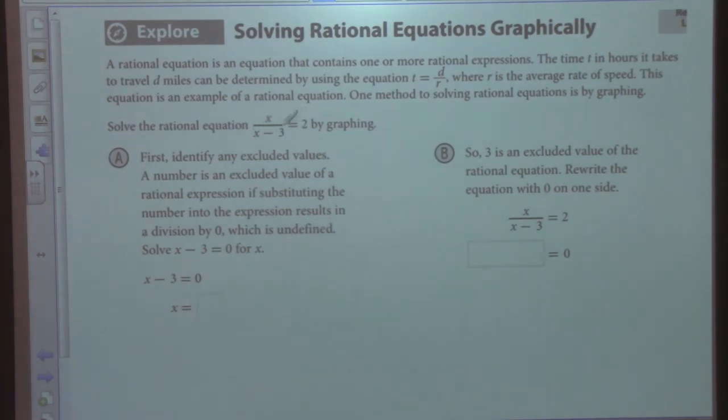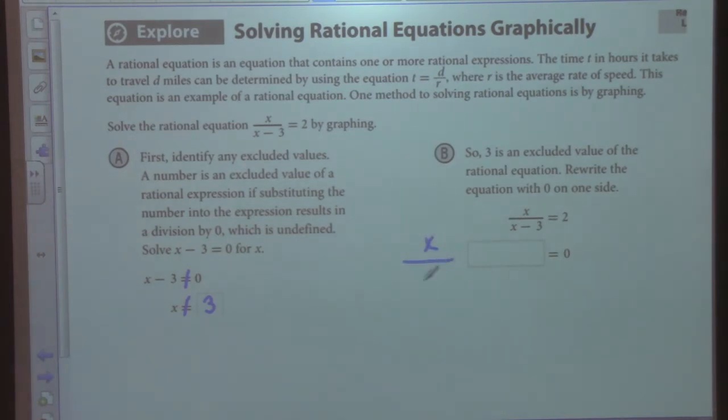To solve a rational equation, x over x minus 3 equals 2, by graphing, it says first identify any excluded values. So in this equation, what's going to be our excluded value? It'll be 3. The way they have it, they said solve x minus 3 equals 0, and I like to put x minus 3 cannot equal 0, so x cannot equal 3. So 3 is an excluded value. Next, rewrite the equation with 0 on one side. So how do you solve this equation here for 0 on one side?